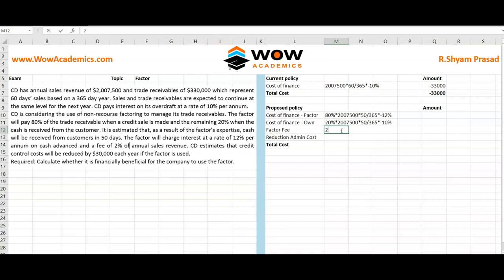So he will take 2% of the sales revenue. That's going to be 2,700. So he'll take this amount as his fee, and we have a reduction in admin cost. As it is a reduction in admin cost, we'll have a plus 30,000. So our cost gets reduced, so it's a plus 30,000. Factor fee is a negative number.